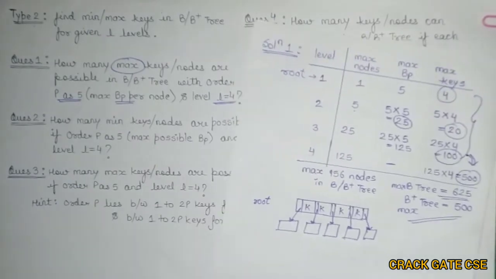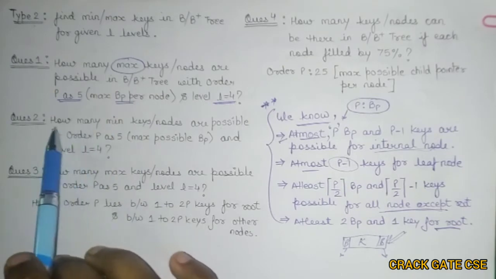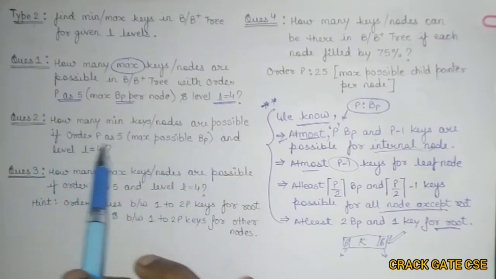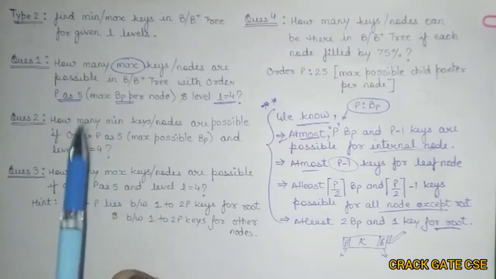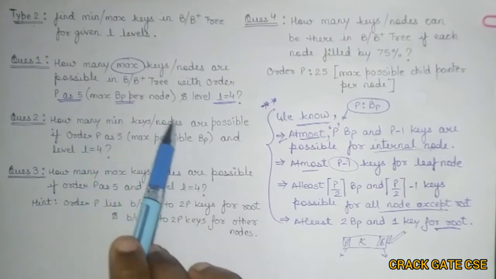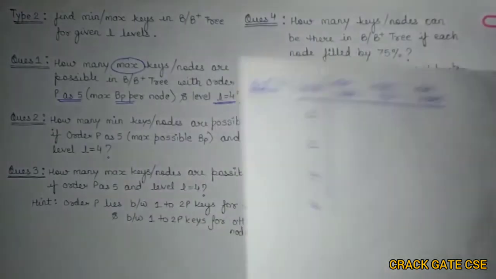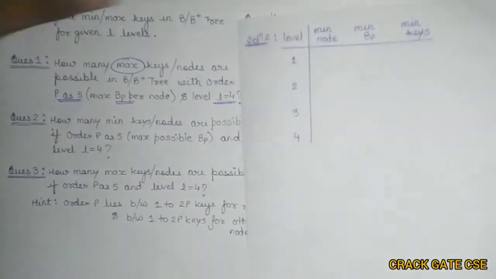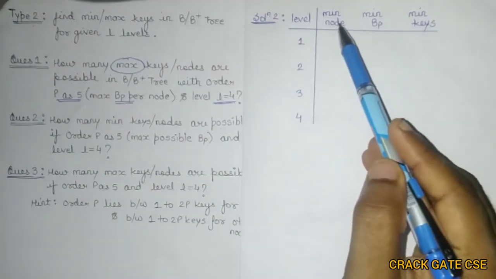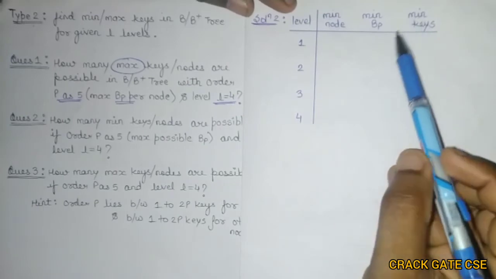Now what if they are asking for the minimum keys? In the second question you can see that they are asking how many minimum keys or nodes are possible if order is P and levels are 4. So everything is the same, but this time we have to find out the minimum keys instead of maximum keys. So let's check this out as well. Again I'm taking a table. Now this time instead of maximum I'm considering the minimum values, right?